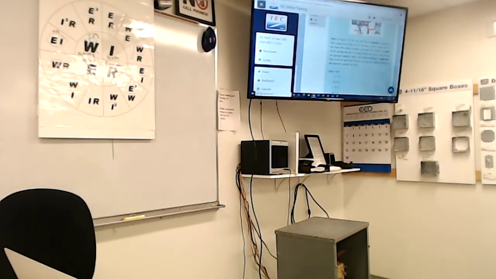Is that like a specific switch, or can you use any cut-in box for a switch box? That is a cut-in box. Are all those cut-in boxes? Not all of them. The handy box is not a cut-in box. So can you use the same cut-in box as a switch, as a receptacle? Yes.